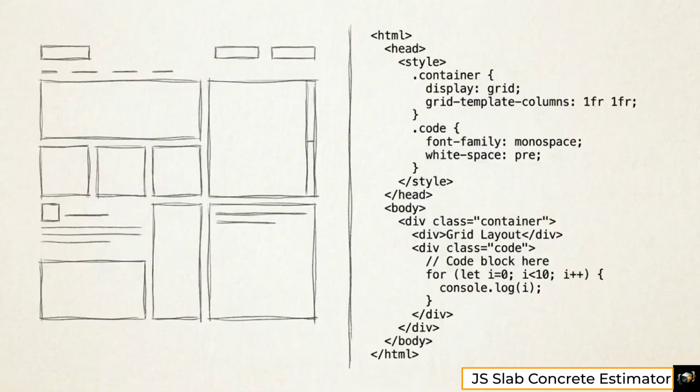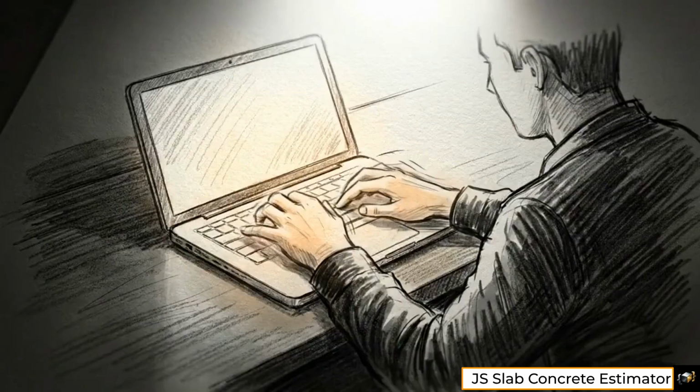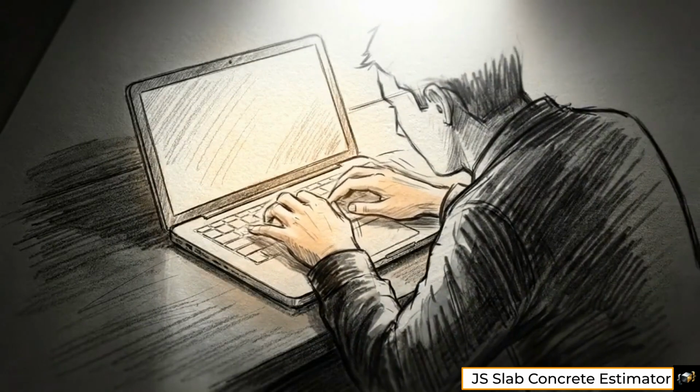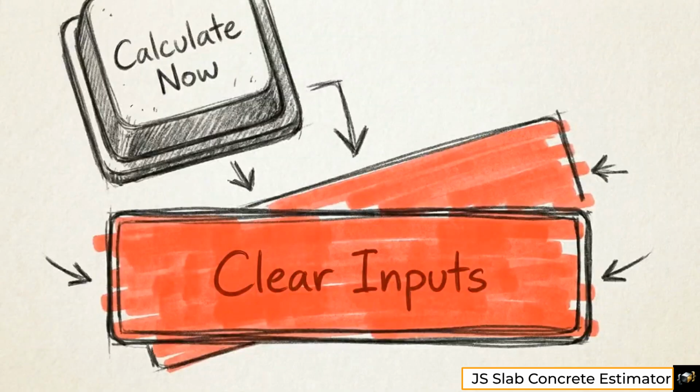$185.19. If we briefly open the developer console in our browser, we can also see our success log quietly verifying the exact variables on the backend. You now have a functional, logic-driven calculator running directly in your browser. From here, open your text file and build upon this foundation by adding your own features, like a button to clear the inputs and start again.